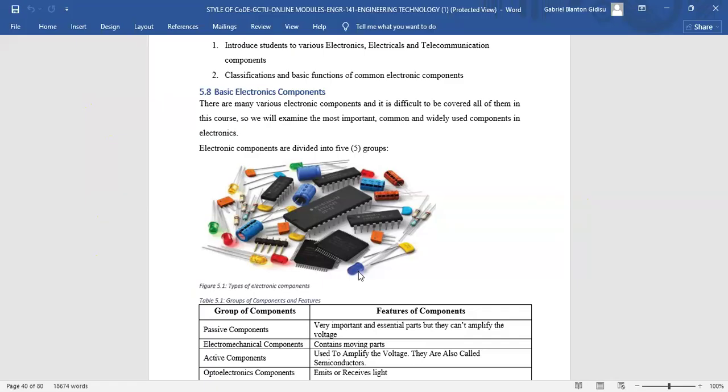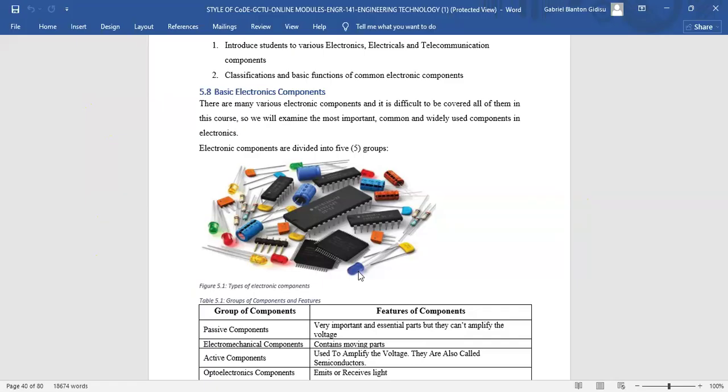So we have passive components. Features of passive components: very important and essential parts, but they can't amplify the voltage. They can't cause any change in the voltage or current. They can only permit it to pass. So examples of passive components include the resistors, the inductors and what have you.